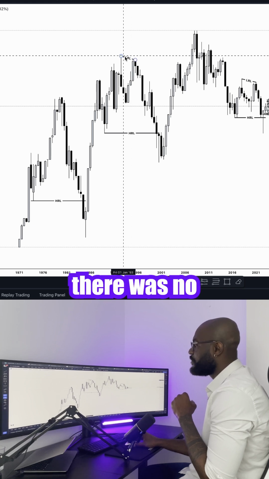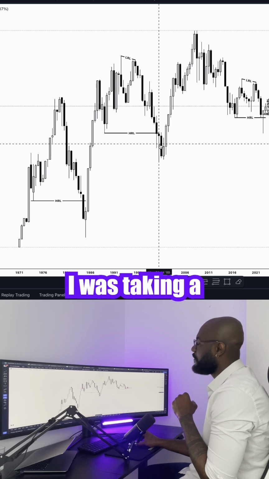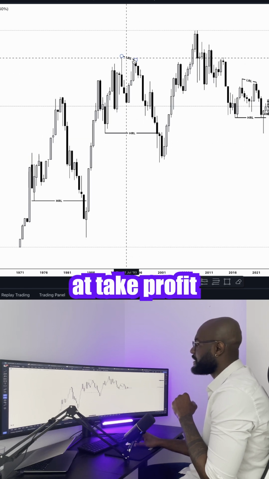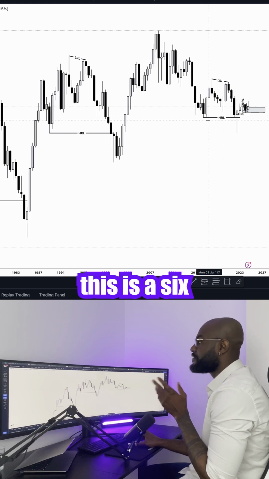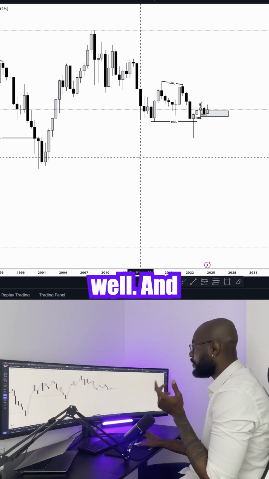Look right here, there was no external run on liquidity, so that right here is a low resistance liquidity. If I was taking a buy, I'll be in a buy here and I'll be targeting here as take profit position. Now this is the 6-month time frame. I'm going to share with you what this looks like in the smaller time frame as well.